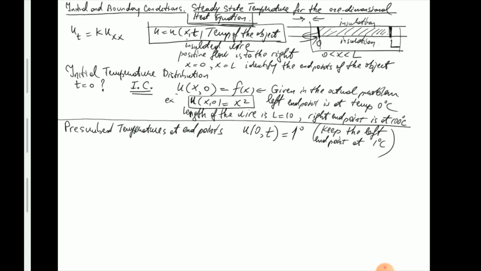And let's say for the same problem, I want to keep the right-hand side temperature at 5 degrees. So the right-hand side is going to be u(L, t) = 5 degrees, L being a given number, the length of the wire. So that's the right-hand side of the space domain, for the space coordinate. That's the same as saying: keep the right endpoint at 5 degrees Celsius.